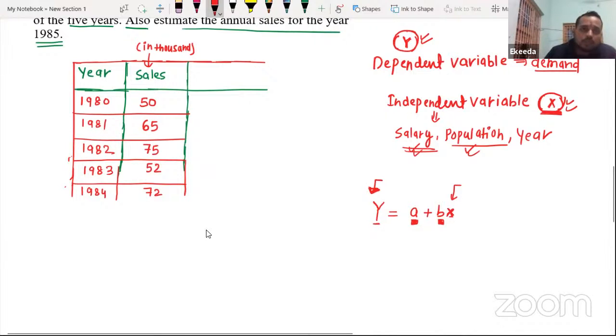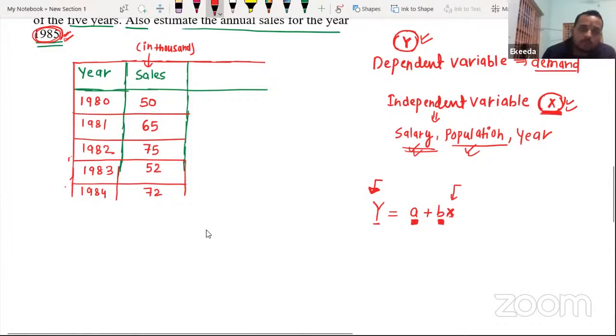They are saying that we have to calculate the sales for the year 1985 also. So already we know the value of x, and for this x we have to find y. So first, we have to calculate the values of a and b using some mathematical operations.